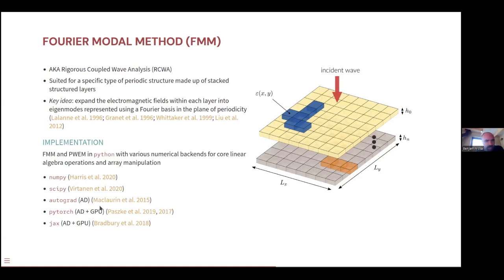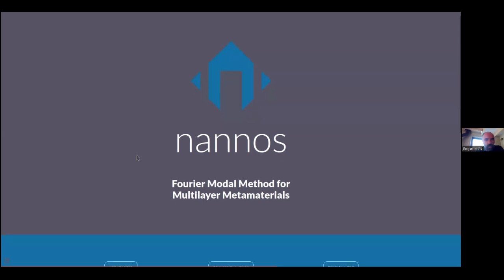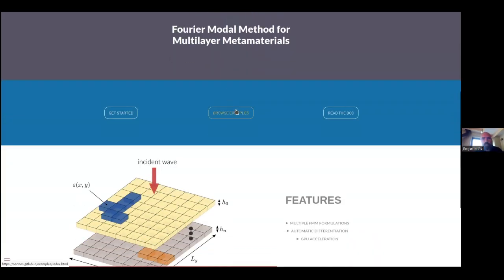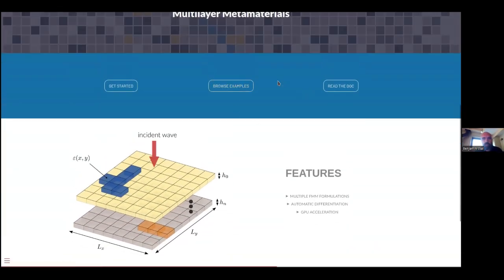And another backend is JAX, which is again another library that has automatic differentiation, although less developed than PyTorch, and also GPU acceleration. So again, it's got a nice little website. You can go and browse the different examples.